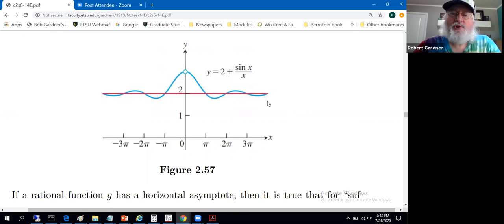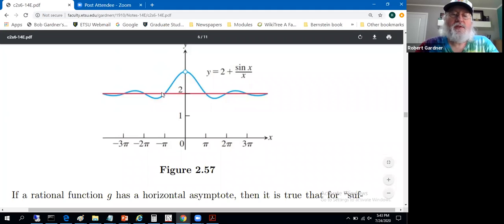Does this blue function get there? Does it take on the value 2? Yeah, it does, there and there and there and there. In fact, this is happening every pi radians. At pi, the value is 2. At 2 pi, the value is 2. At 3 pi, 4 pi, 5 pi, 6 pi, all integer multiples of pi, except for 0, where some other stuff's going on, this thing is taking on the value 2.